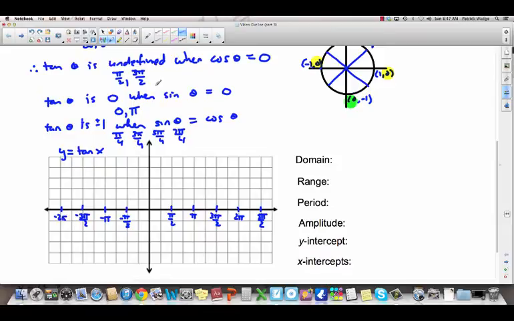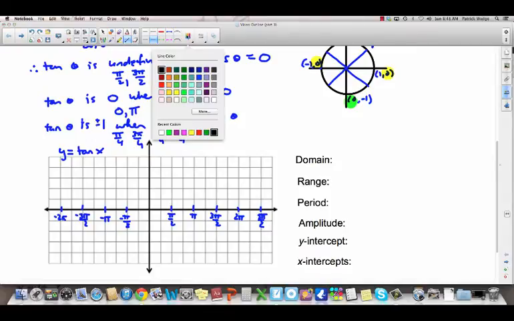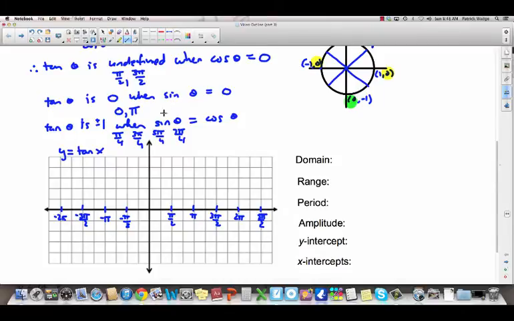Okay, next thing it says is it's undefined when cosine theta equals 0. Undefined. So what we can do for undefined is we can draw, because it cannot equal pi over 2, right? The x value can't be pi over 2. So we put a dotted line there. Can't equal 3 pi over 2. Dotted line. Next one would be 5 pi over 2. Can't equal that. Can't equal negative pi over 2. It can't equal negative 3 pi over 2. Can't equal negative 5 pi over 2.